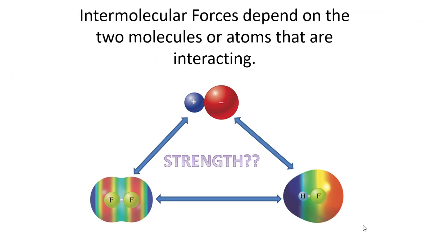Intermolecular strength. So it really depends on what are the molecules or atoms that are interacting. You've got ion to ion is the strongest. You've got dipole-dipole is next, with hydrogen bonding being the strongest of those. And then you have your induced dipole being the weakest.